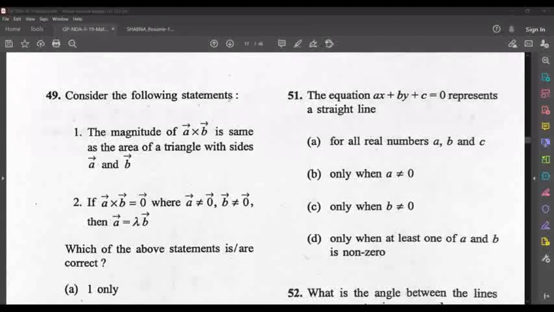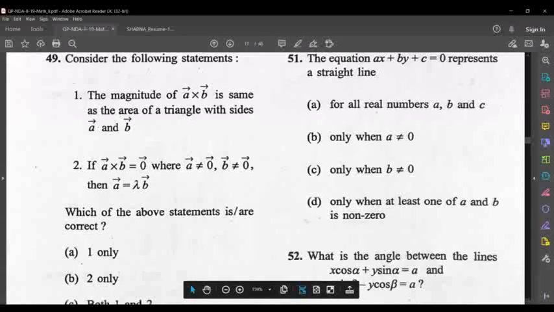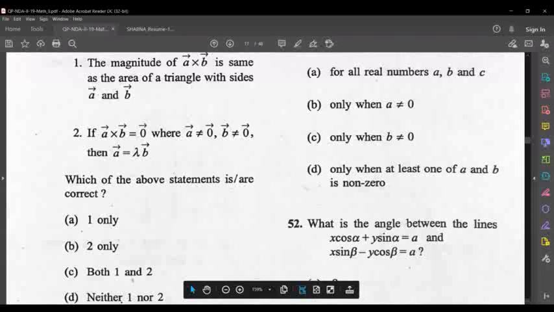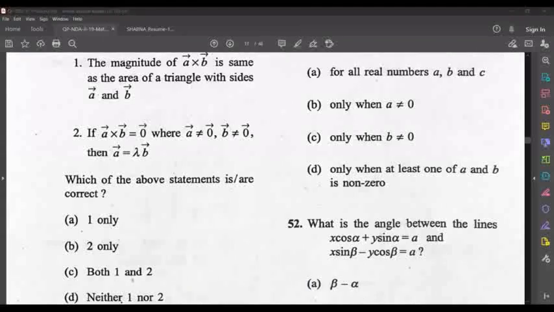The magnitude of A cross B is the same as the area of triangle with sides A and B. If A cross B is equal to 0, A not equal to 0, B not equal to 0, then A is equal to lambda B. You have to choose which of the following statements are correct. The options are 1 only, 2 only, both 1 and 2, neither 1 nor 2. Please read the statements properly and answer.